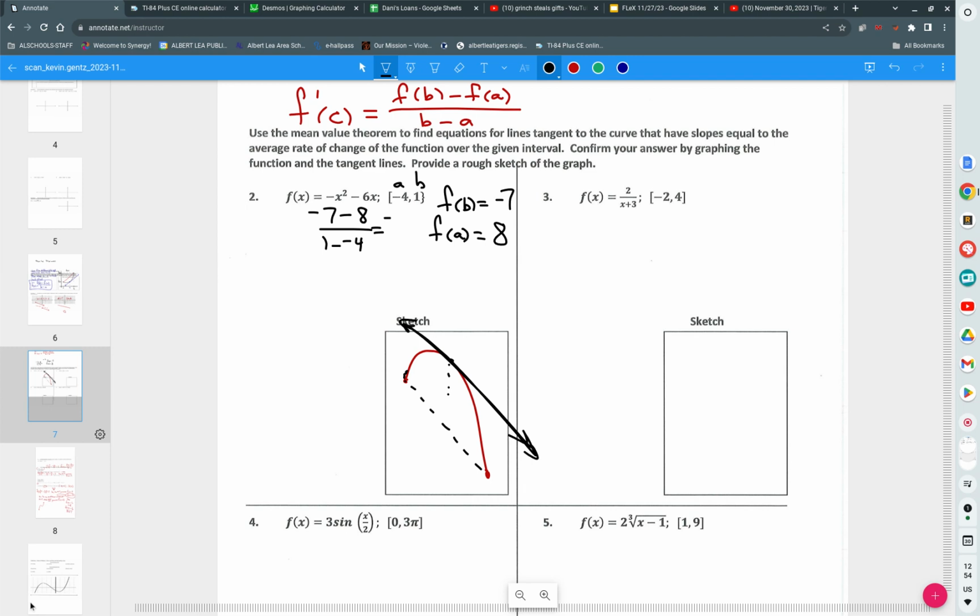We get -15. Good. Divided by what's the bottom? 5. 5 for an answer of -3. So we take that -3, that is the right side, so I'll put it on the right. I'll put -3 on the right. What goes on the left?